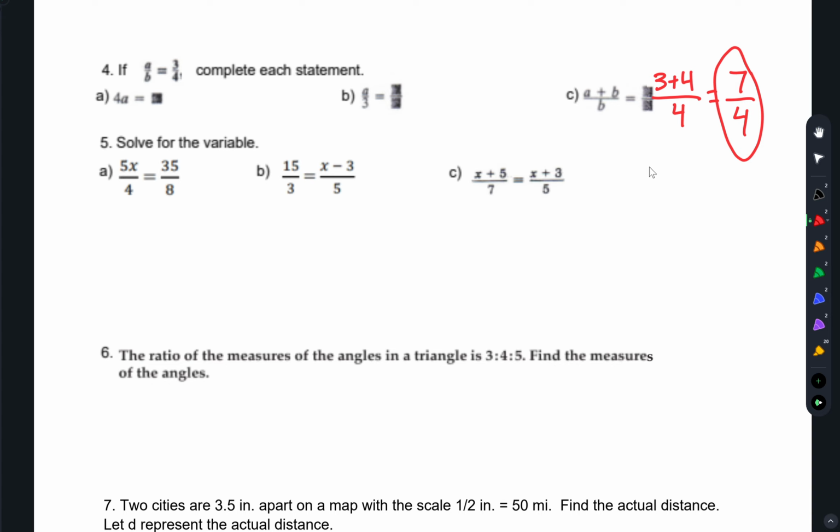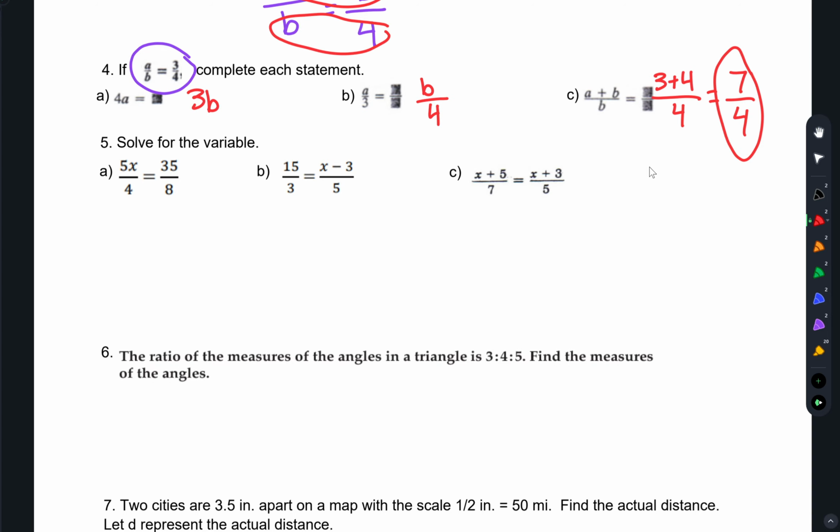Okay. Do we think we can solve these proportions? I think that we can. Remember, solving a proportion is just multiplying in an X shape. So for this one, I'm just going to do it really fast for us. 5x times 8, 40x. 4 times 35, I don't remember off the top of my head, 140. So x is 140 divided by 40, 3.5. Nice and easy, not trying to trick you.